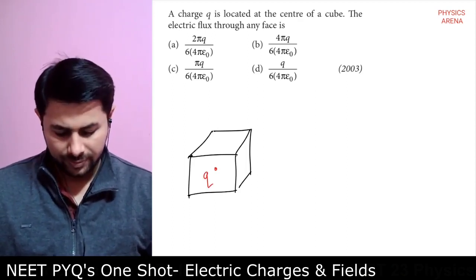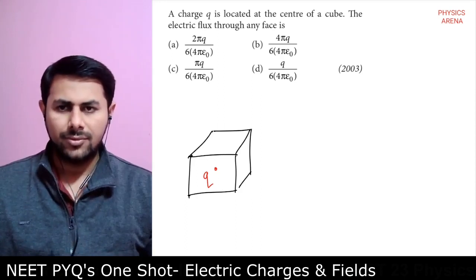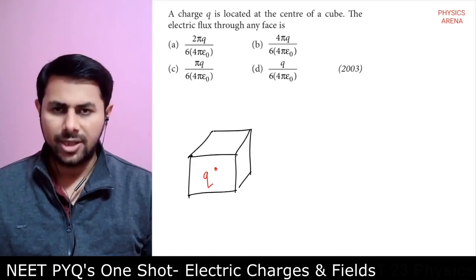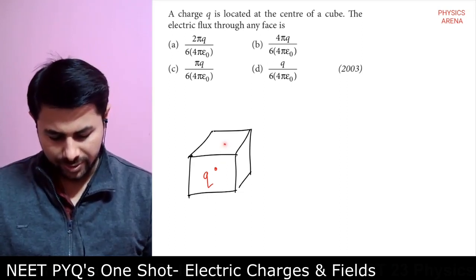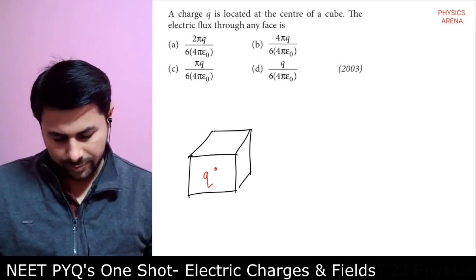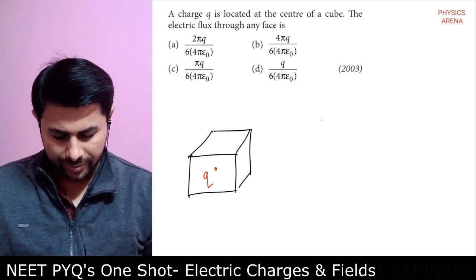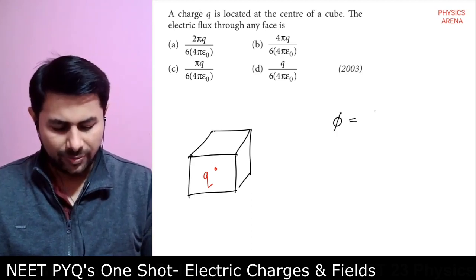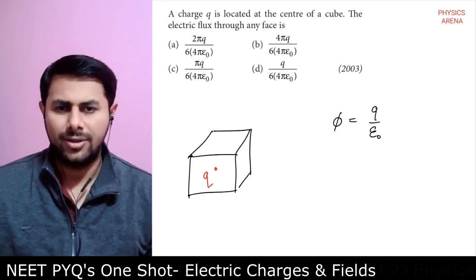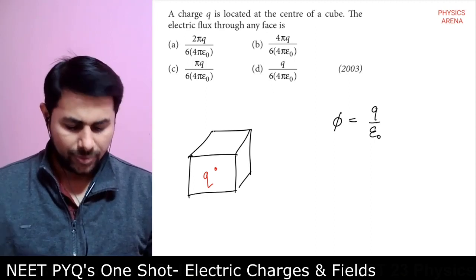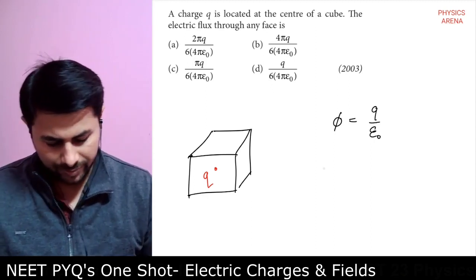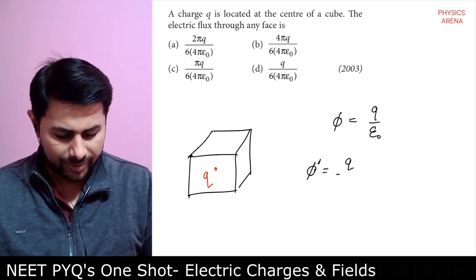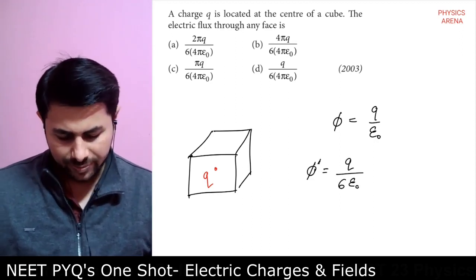Tell me, how many faces does the cube have? 6 faces, right? Okay. So flux through any face would be what? Total flux phi is equal to q divided by epsilon naught according to Gauss's law. So flux through any surface will be what? Flux through any surface, let's call it phi dash, will be q divided by 6 epsilon naught. This is the answer.